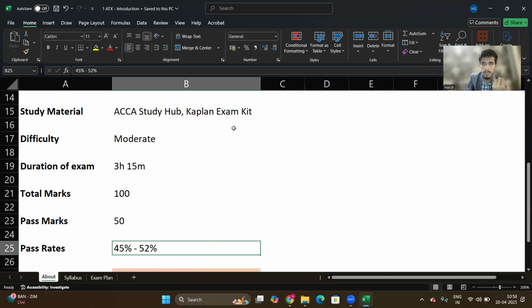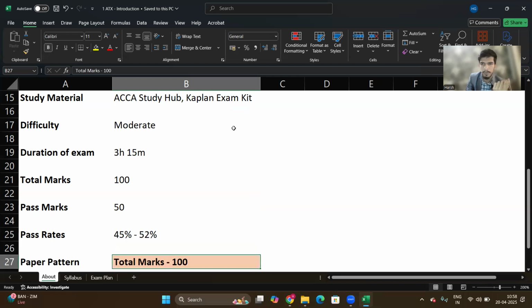Okay, so ATX is, I think, kind to you. If you look at other subjects like advanced audit, APM, and AFM, the pass rate relatively is lower than ATX. For AAA, I think it is around 39 or 40 percentage in the recent quarter. So I think ATX is a good paper to score good marks on, right? You can gain a rank, you can get a good rank if you take it seriously.